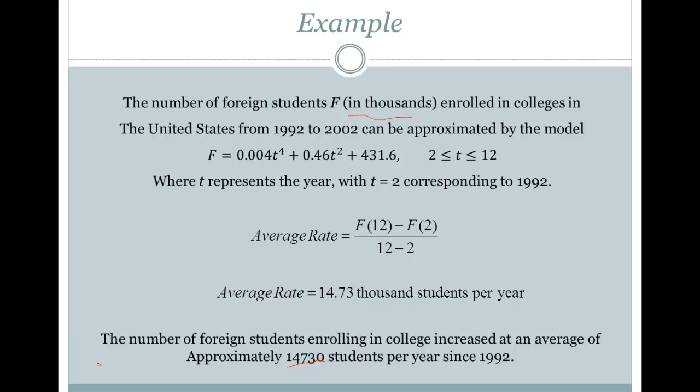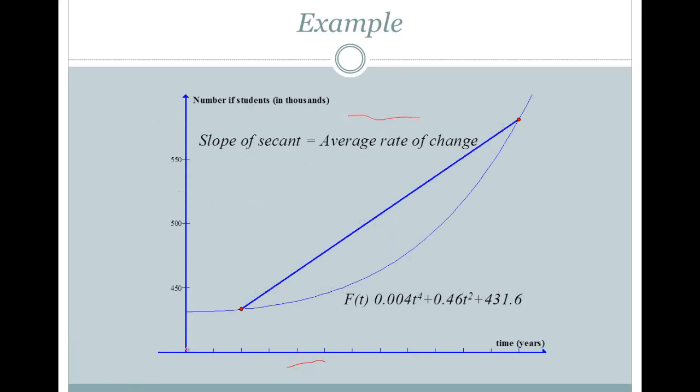Okay, let's look at that graphically. Here it is. Here's the function. This function relates the number of foreign students that are enrolling in college. This slope of the secant line is equal to the average rate of change. It's basically how did I get from here to here if I did it in equal increments. So if I went up 14.73 every year, I would end up at that point. So that's average rate of change.